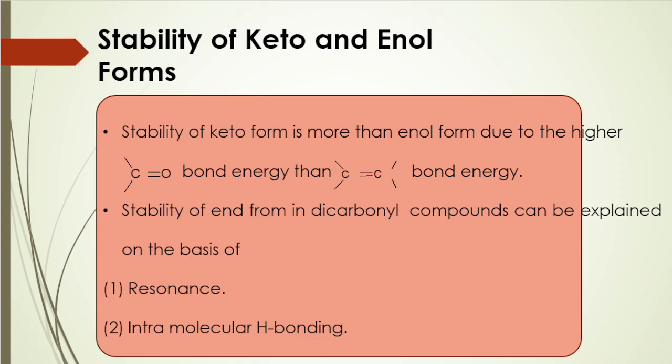We need to check which is more stable. The stability of the keto form is more than the enol form due to the higher C=O bond energy than the C=C bond energy. So the bond energy of C=O is higher when compared to C=C, and hence the keto form is more stable. In assertion and reason type questions, you can come across this particular point. Once again, among keto form and enol form, as the C=O bond energy is higher than that of the C=C, the keto form is more stable.